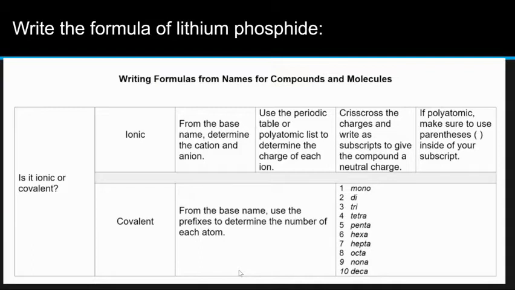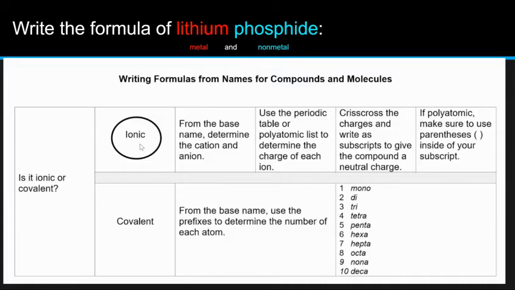So here's our first example. Let's write the formula for lithium phosphide. The very first thing we need to ask ourselves is, is lithium phosphide ionic or covalent? Well, if we examine the two elements, lithium is a metal and phosphorus is a nonmetal. So hopefully we deduced that it is an ionic compound because ionic compounds form between metals and nonmetals.